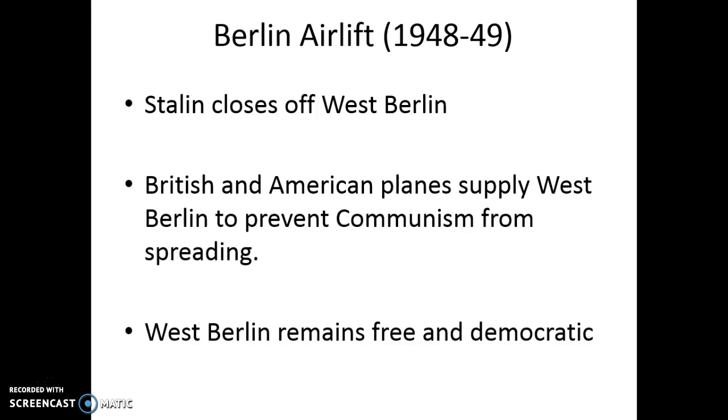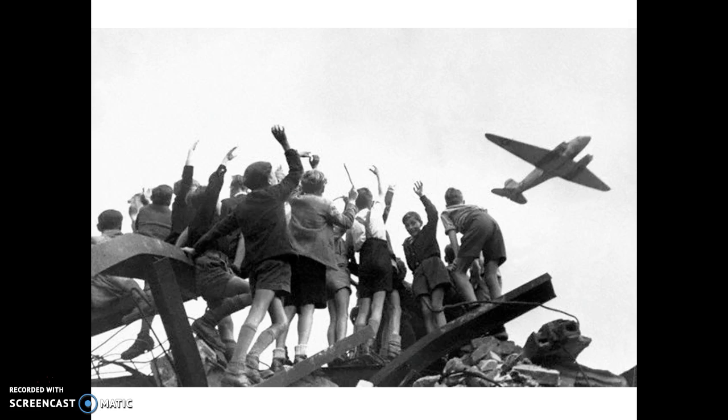West Berlin throughout this conflict is able to maintain a free and democratic status under Allied control. And this is the real first test that the United States is going to see from the Soviet Union. Here's a picture of the airlift taking place and the very grateful West Berlin citizens waving.